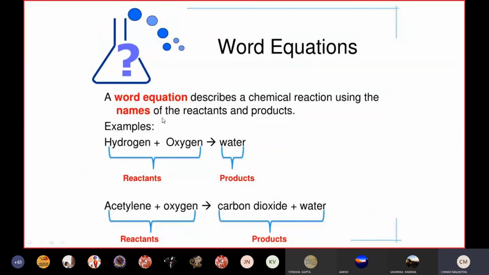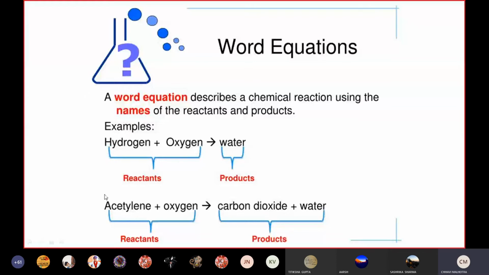Word equation. So what is a word equation? It describes a chemical reaction using the names of the reactants. For example, hydrogen plus oxygen. I'm not using any formula here. I'm not using any symbol here. I'm writing hydrogen in the name. Plus oxygen gives us water. So this is a word equation.